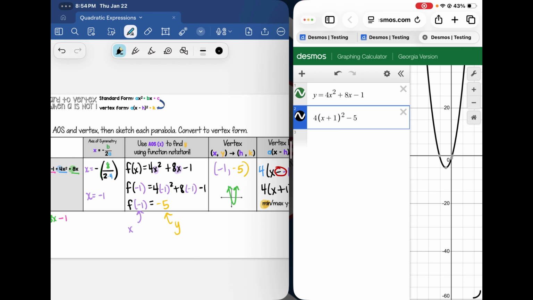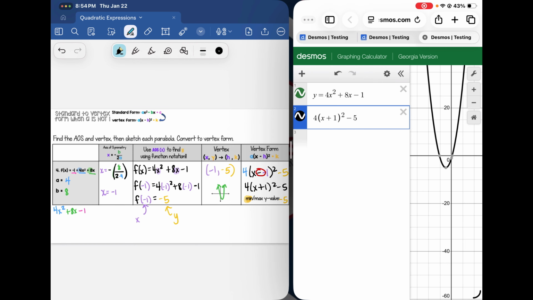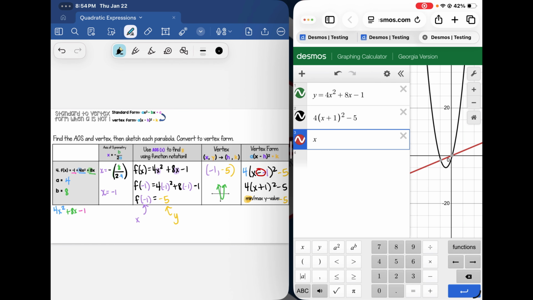And I use my Desmos. I type both of them in, which means they are equivalent because it's the same. My vertex was indeed negative 1, negative 5, and my axis of symmetry was indeed negative 1.